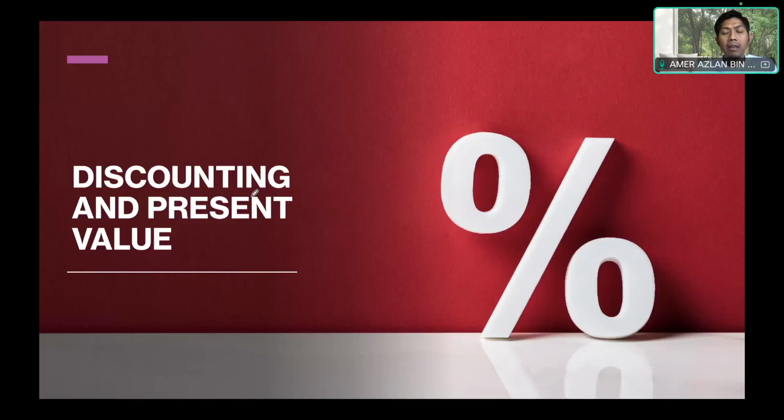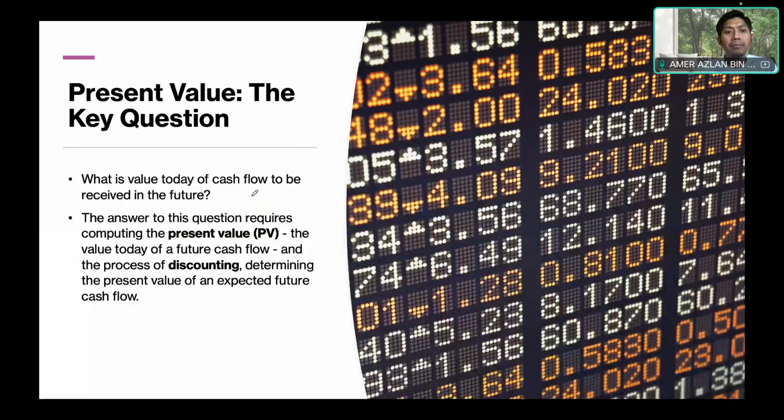Now, the next part in time value of money is calculating the present value, or we call it the discounting method. The key question in present value is: what is the value today of cash flow to be received in the future? So the answer requires computing the present value, in other words, calculating the value today of a future cash flow that we are going to receive. And this process is called the discounting method.